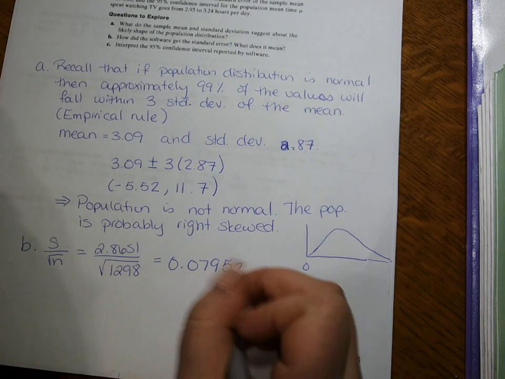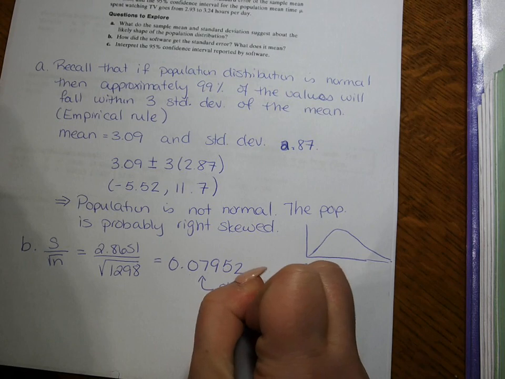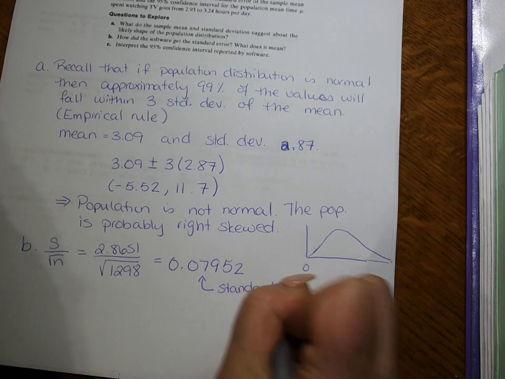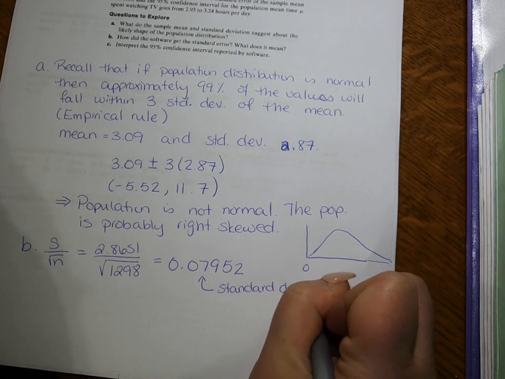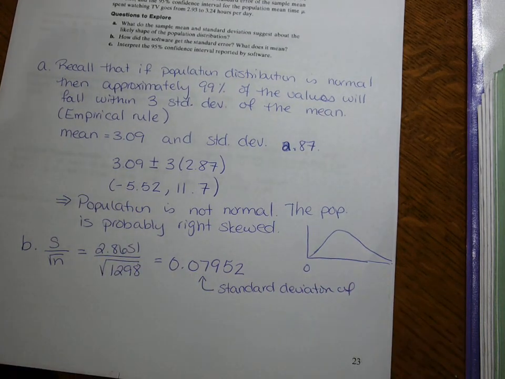And so what does this mean? This value, this standard error, this is the standard deviation of X bars taken from different random samples.